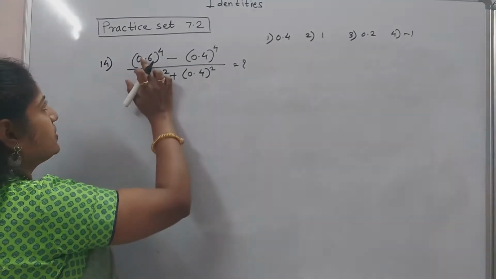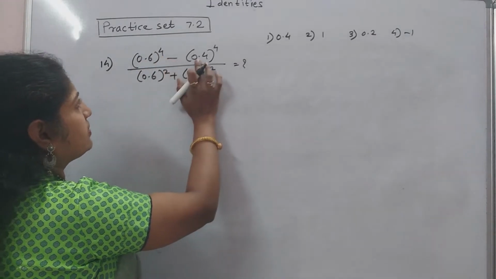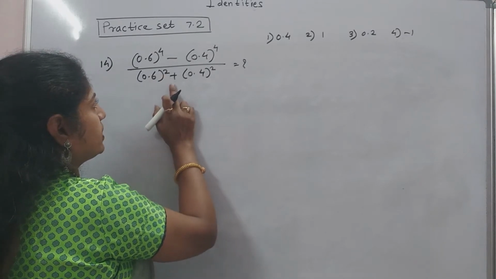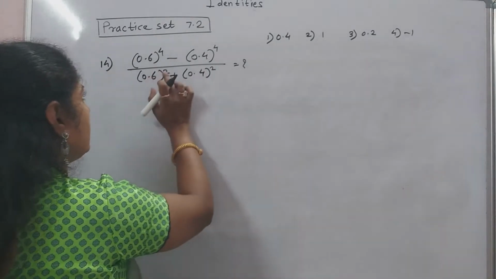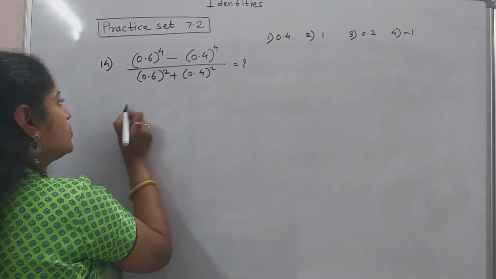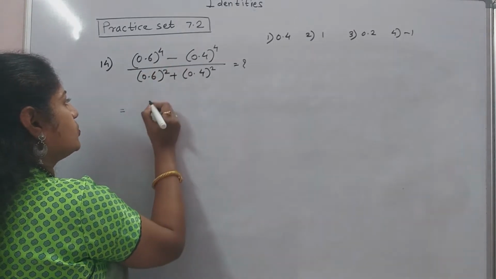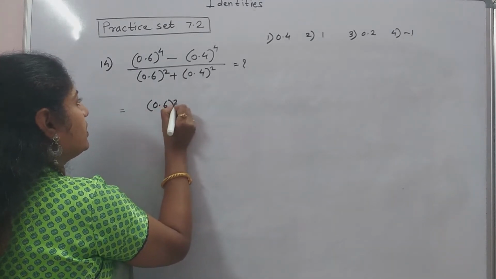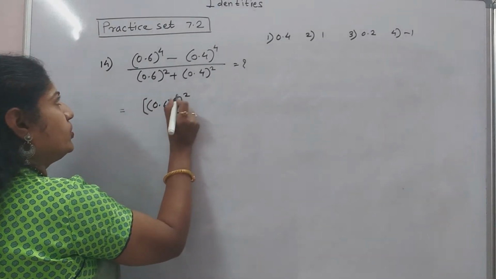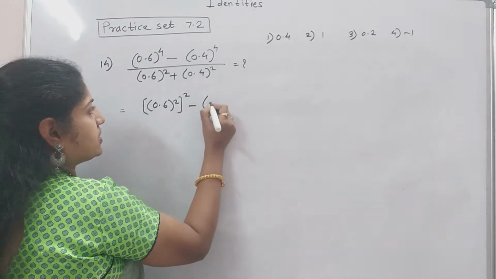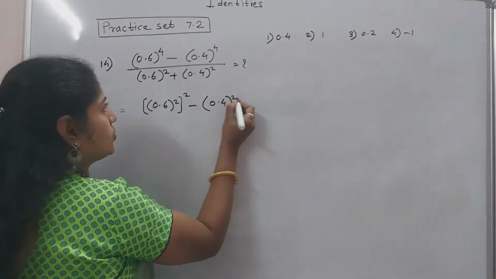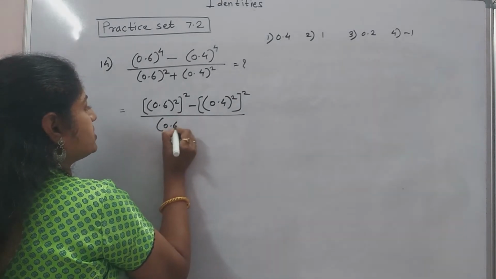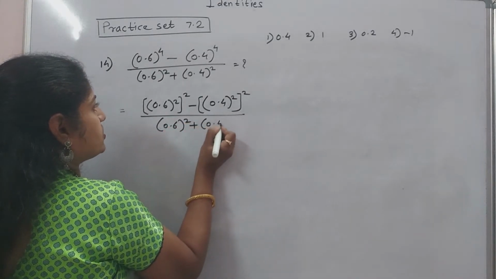Next example: (0.6)^4 − (0.4)^4 divided by (0.6)^2 + (0.4)^2. Now here the index is 4, here it is 2. So I change the index 4 as 2 times 2: (0.6 square) whole square, 2 into 2 is 4, minus (0.4 square) whole square, upon (0.6)^2 + (0.4)^2.